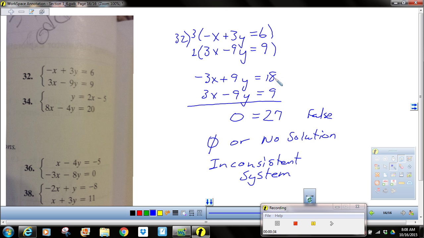But if we end up with the same number on all of them, they're the same equation, then it's right on top of each other, and it's infinitely many solutions. And I'll show you how to describe that in the next problem.